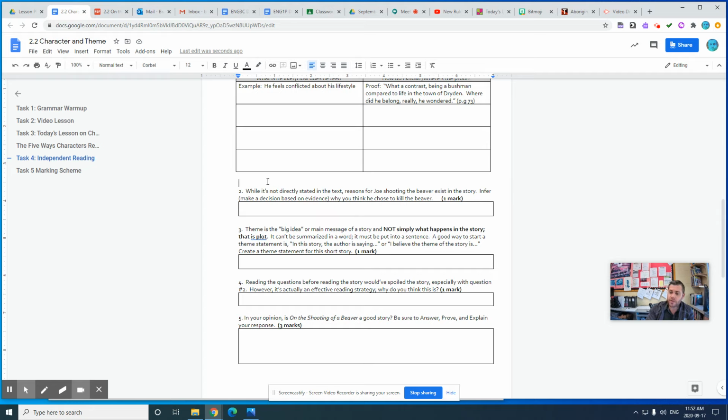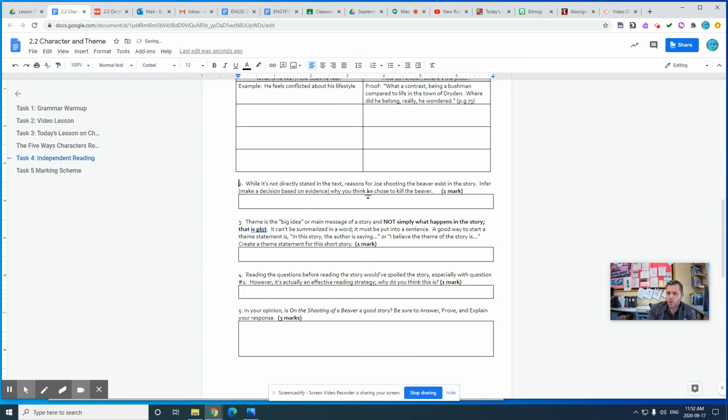Number 2, spoiler alert, Joe shoots a beaver. I want you to tell me why you think he chose to kill the beaver. So just 1 mark for it. So you can start out by saying, I think Joe chose to shoot the beaver because, and then you would give me your answer, period. If you do that, that's a complete sentence right there.